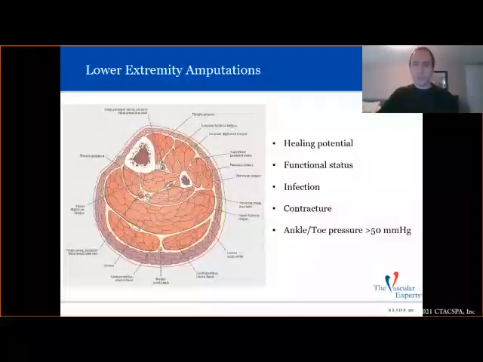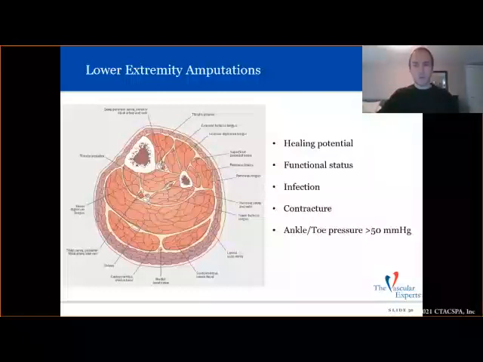Lower extremity amputations, not much to say about it besides people tend to regain their functional status with a BKA versus an AKA. It's like 70% of BKAs walk again, where 30% of AKAs walk again. Not much else I can say about that.